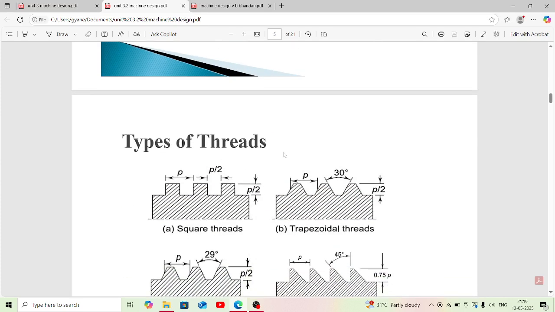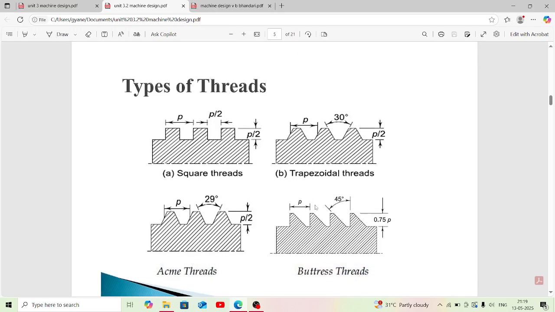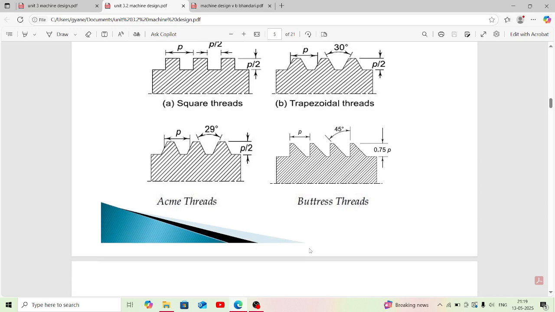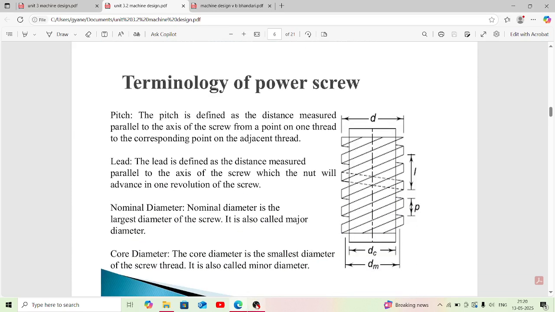There are different types of threads, because to convert rotary motion into translating linear motion, we need two threads. So let's see what types of thread are used in a screw. This is a square thread, this is a trapezoidal thread, this is an Acme thread. This is similar to the trapezoidal thread, but the only difference is in the angle. This is 30 and this is 29, and the fourth one is the buttress thread. This is the terminology. So thank you so much.